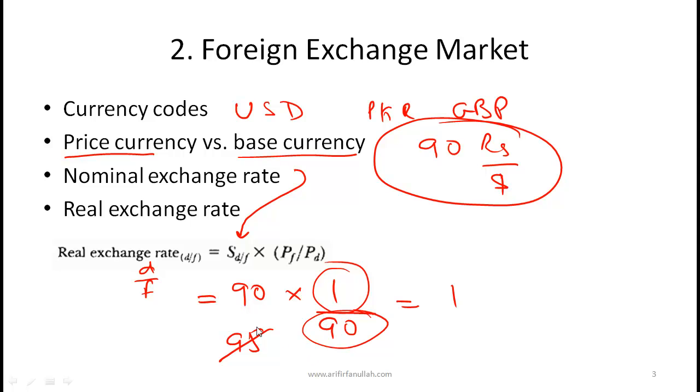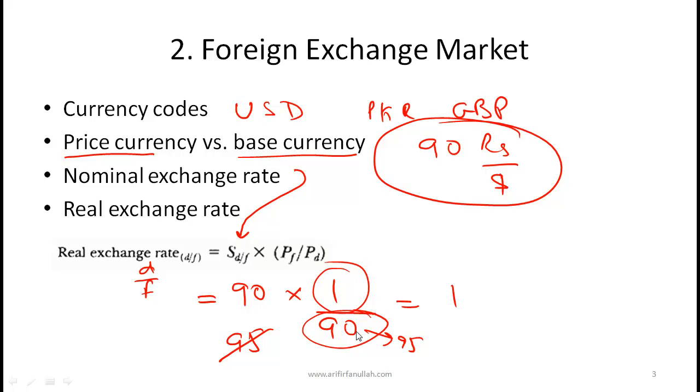Then next scenario, let's say 90 remains the same, the price levels and incomes in the US stay the same, but prices in Pakistan go up. If price levels in Pakistan go up, then it becomes more expensive for Americans to buy in Pakistan. That means the dollar has weakened. So in that case, notice if the price levels in Pakistan go from 90 to 95, then the dollar has weakened and the rupee has strengthened.